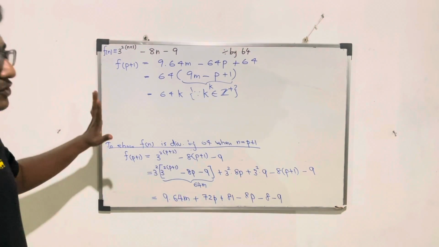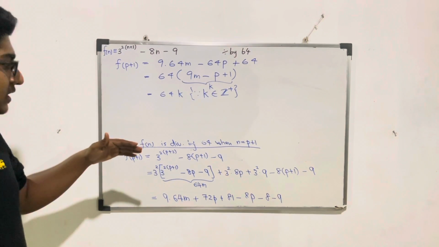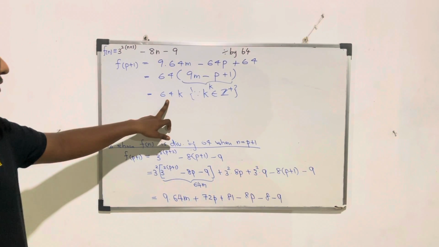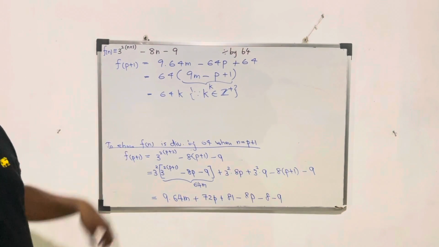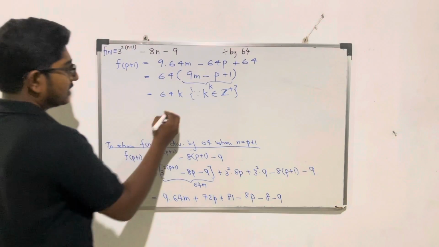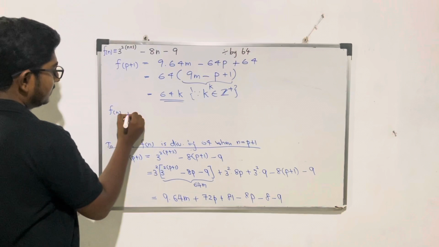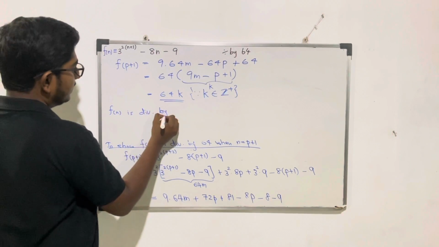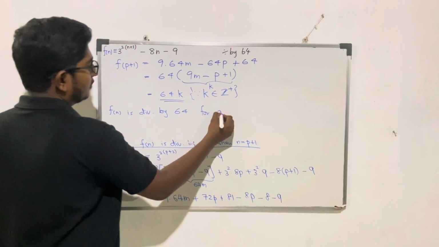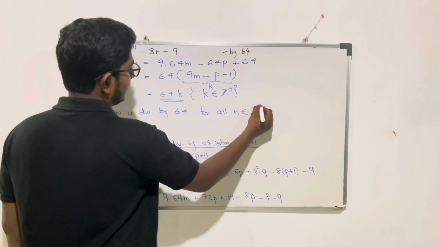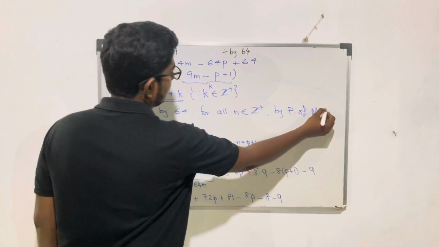Then we assume that it is true for p. Based on that assumption, we have proved our statement is divisible by 64 when n equals p plus 1. So according to mathematical induction theory, we can say f of n is divisible by 64 for all n element of positive integers by principle of mathematical induction.